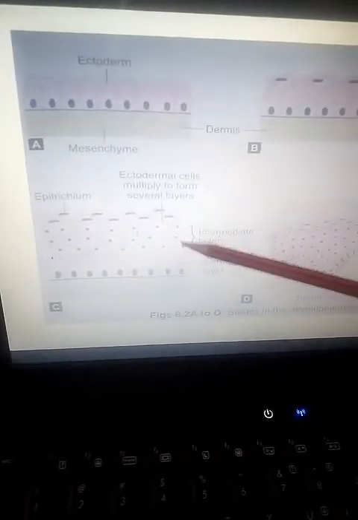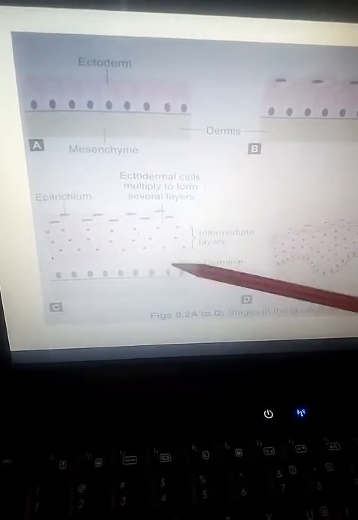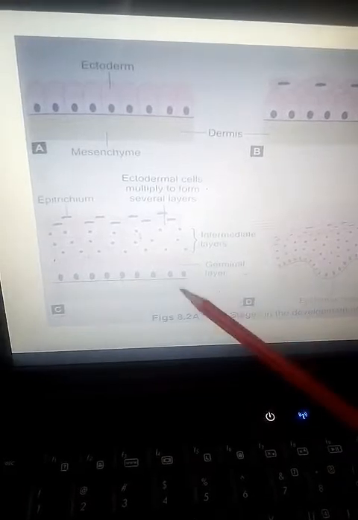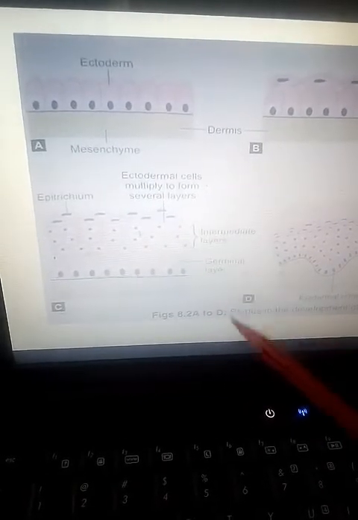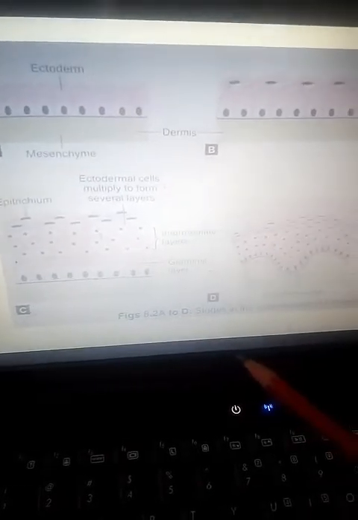Later on, the cells of this basal layer, as the name suggests, the germinal layer, germinate. So it germinates, it means it proliferates and forms another layer of cells, first of all the intermediate layer of cells. So we have now three layers of the skin: the germinal layer, the intermediate layer, and the upper is the periderm.